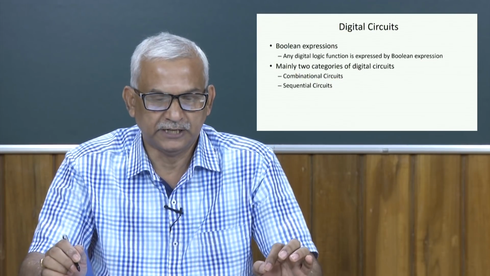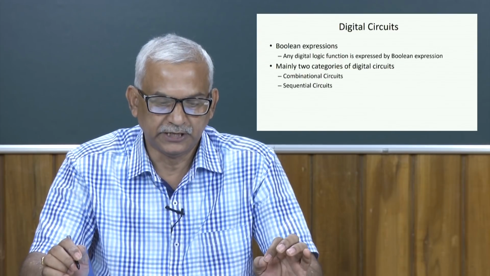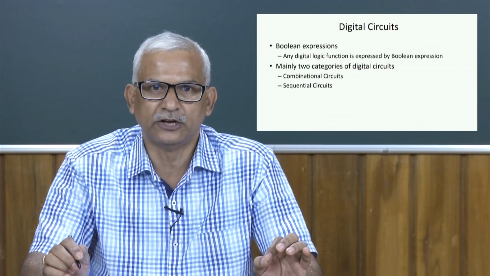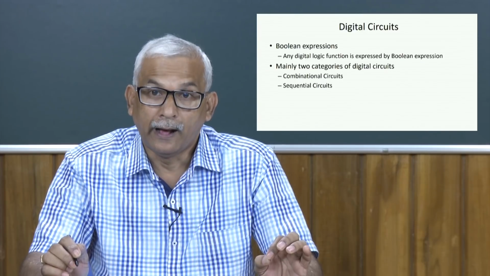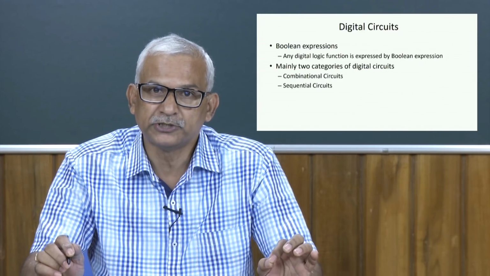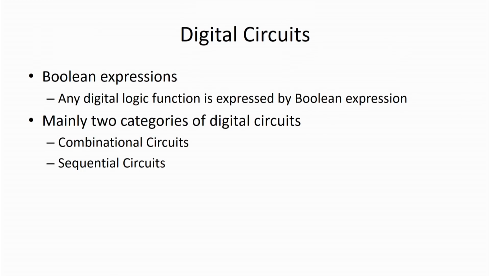Now, what is a digital circuit? In case of a digital circuit, we can say that any digital logic function is represented by a Boolean expression. So, if we write some Boolean expression, that Boolean expression is going to evaluate some function and that function can be implemented with the help of digital logic circuitry. Again, the digital logic circuit can be categorized into two different categories. One is the combinational circuit and the second one is the sequential circuit.